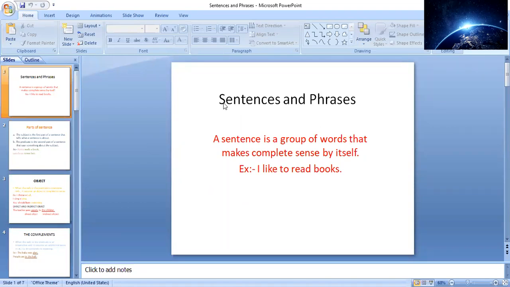So today our topic is sentences and phrases. Now we will discuss what is a sentence. A sentence is a group of words that makes complete sense by itself. A sentence is a group of words, or a collection of words, that makes complete sense by itself. It gives us a meaning. Complete sense means it gives us a meaning.